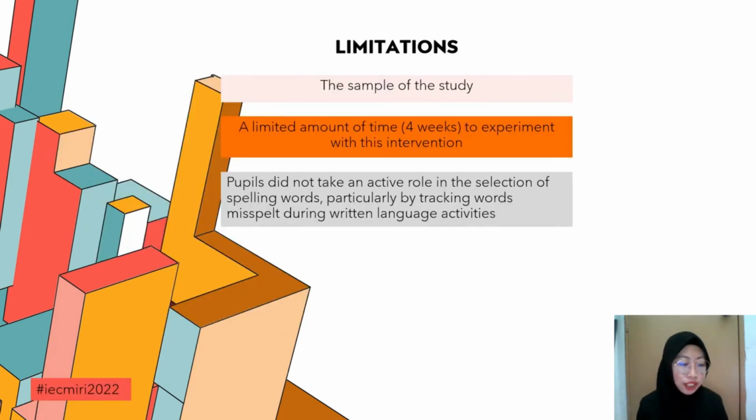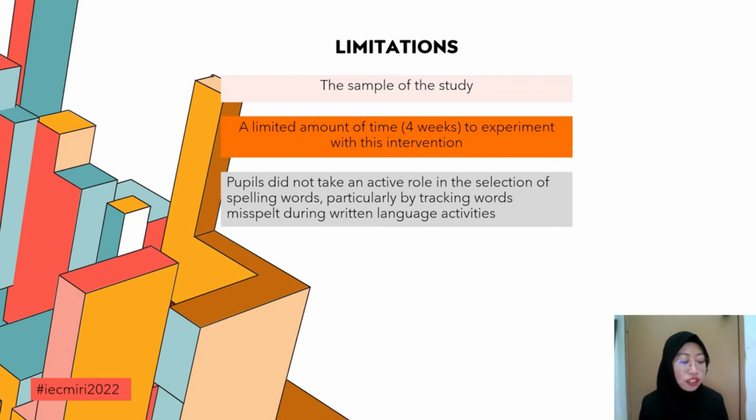One limitation that can be found was the sample of the study. It only focused on one group of the sample, so the result cannot be compared whether there is a significant difference or not. Another limitation to the current study was a limited amount of time, which is 4 weeks, to experiment with this intervention. This study would have been more effective if it is conducted for an entire school year.